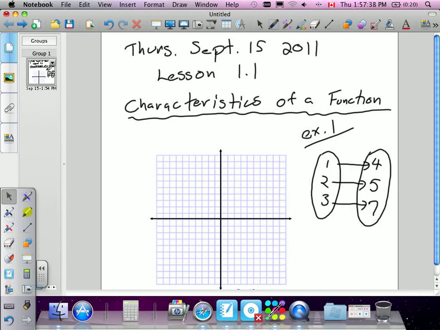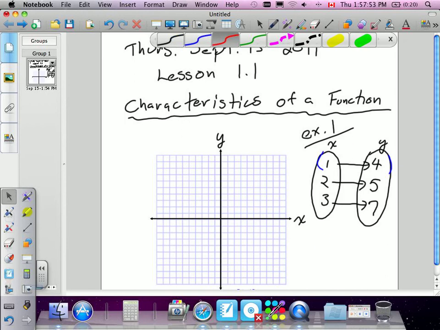So the very first one, where an arrow is pointing from, this would represent our x and this would represent our y. What this is actually giving you is the coordinate of 1 and 4. So I'm going to rewrite it down here. The very first coordinate on this graph is 1, 4. So I can plot that point. Let's assume this is all through 1s.